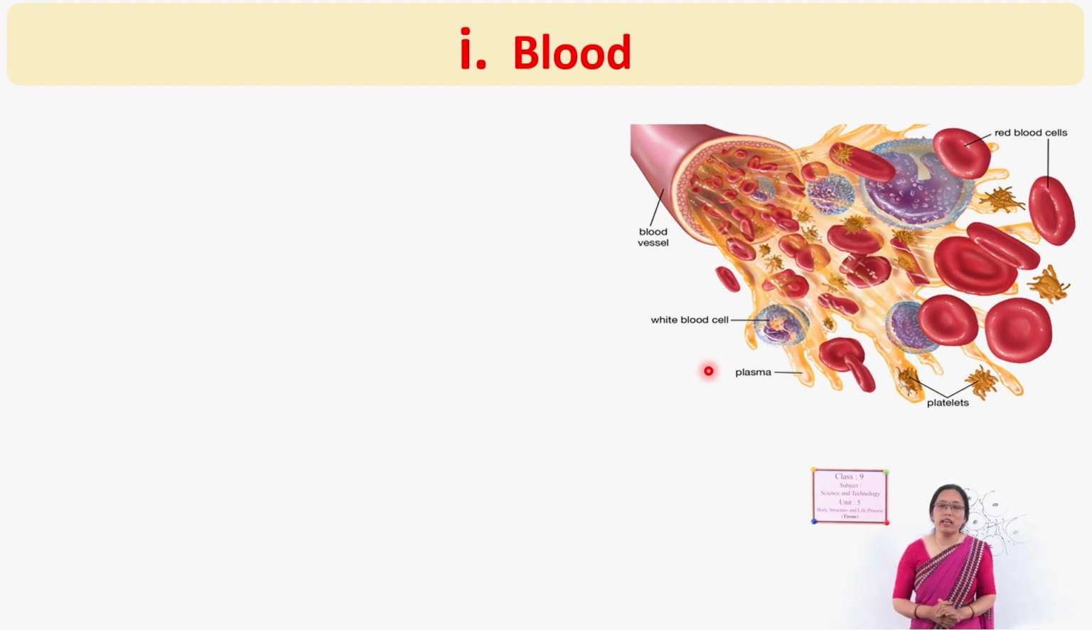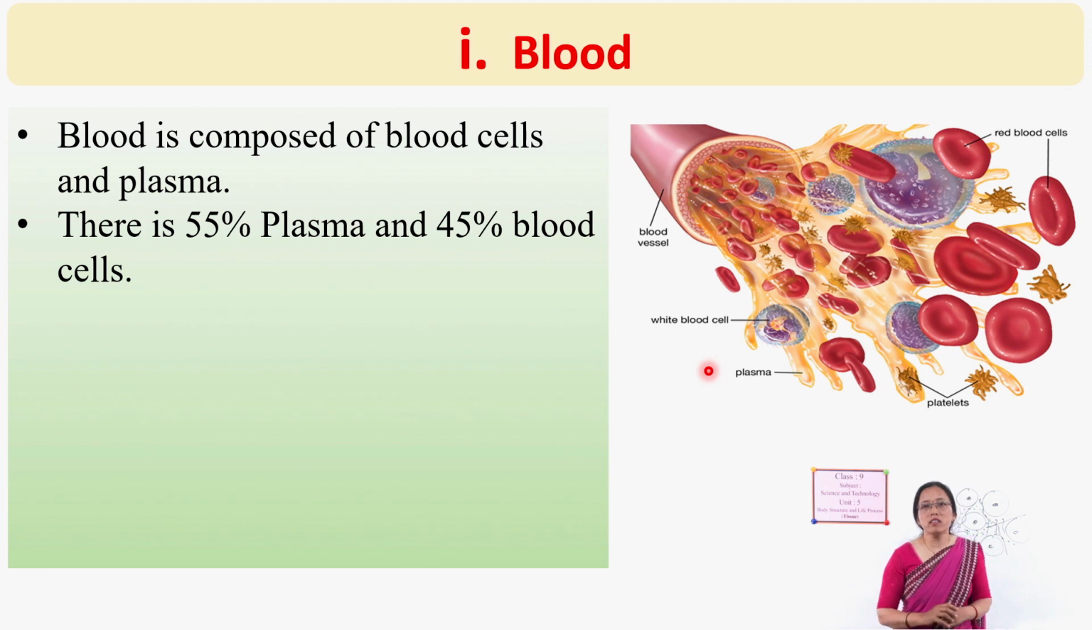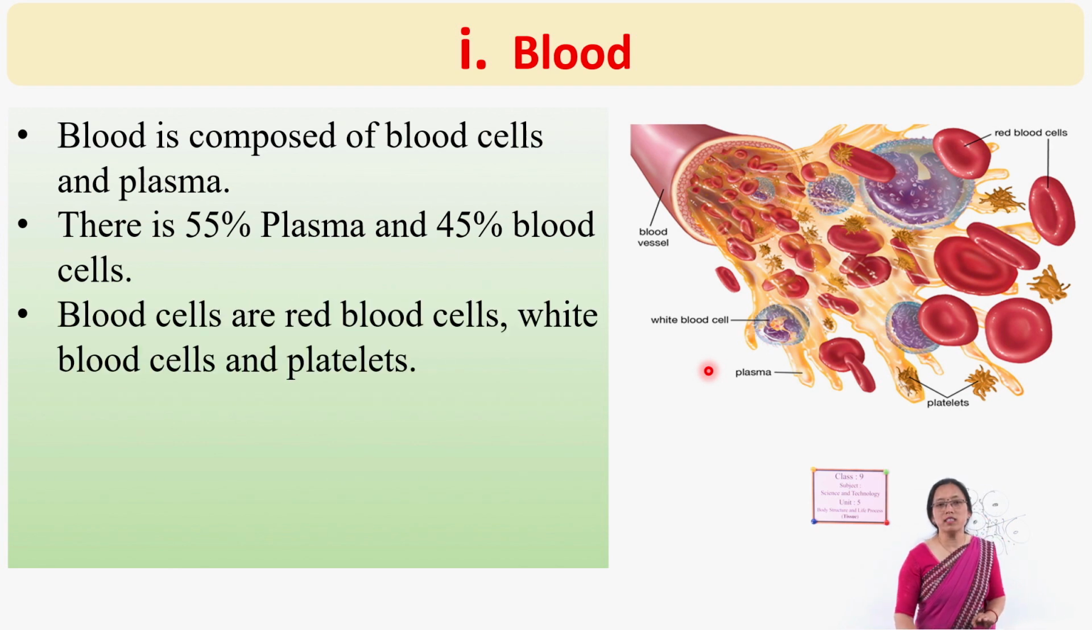Have you seen blood any time? Any injuries happen in your body? Okay, blood is red in color, and it is a red-colored fluid connective tissue which is made up of blood cells and plasma. There is 55% of plasma and 45% of blood cells present. In blood cells, there are three types: RBC, WBC and platelets.